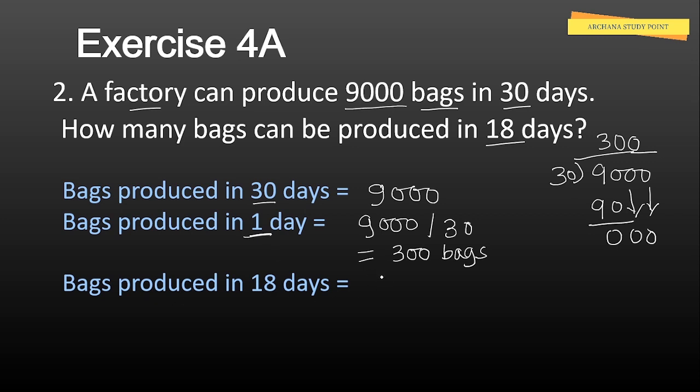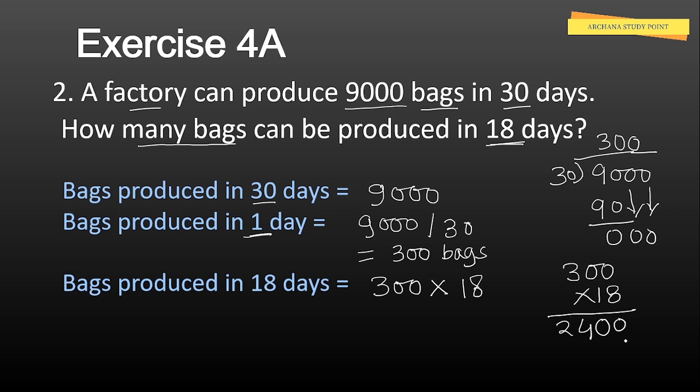Now as per the question, we have to find out how many bags can be produced in 18 days. So for that, we will multiply 300 bags, which can be produced in one day, with 18. Now let's do the calculation. 300 multiplied by 18. 8 zeros are 0, 8 zeros are 0, 8 threes are 24. And then we'll increase 0 over here and then multiply by 1. The answer is 5,400 bags.